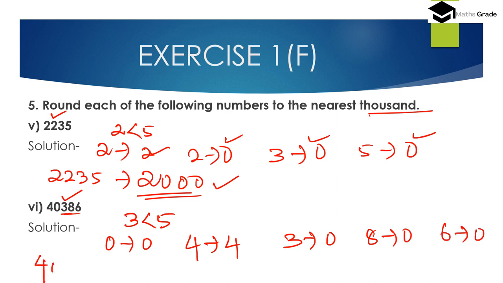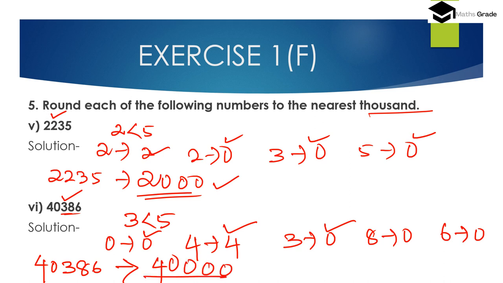So 40,386 rounded to the nearest 1000 is 4, this 4, this 0, this 3 changes to 0, 8 changes to 0, 6 changes to 0, 40,000. Now 2235 rounded to the nearest 1000 is 2000, and 40,386 rounded to the nearest 1000 is 40,000.